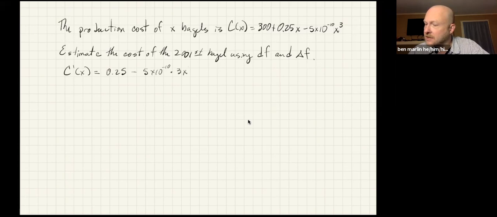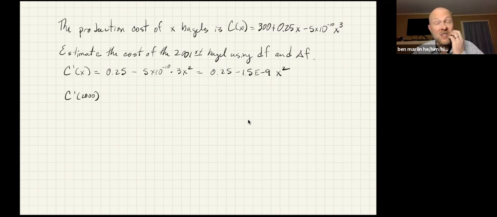times 3x squared. So if you'd like, that could be 0.25 minus 1.5. Oh, y'all like to use the E notation, don't you? E minus 9x squared. I prefer to use times 10 to the minus 9th, but I know the calculators show it a different way. So what we're looking to do on this is to calculate C prime of 2000.